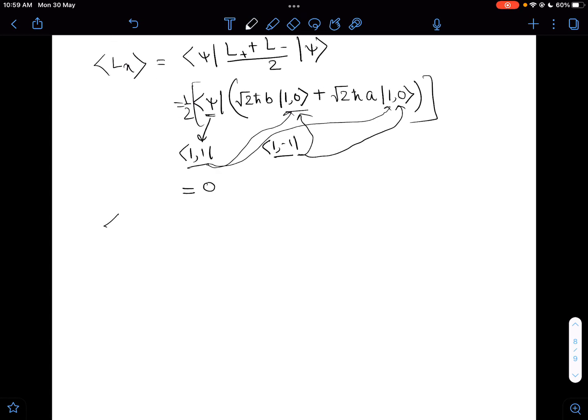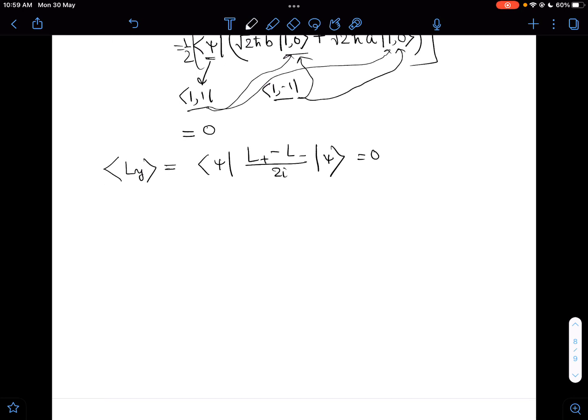In a similar manner, we can show that the expectation value of Ly, that means <psi|(L plus minus L minus) by 2i|psi>, will also be 0. So now we have to calculate Lx squared. What is Lx squared? Lx squared will be 1/4 of (L plus squared plus L minus squared plus, if we recall previous formulas, we can easily show that this will be L square minus Lz square).